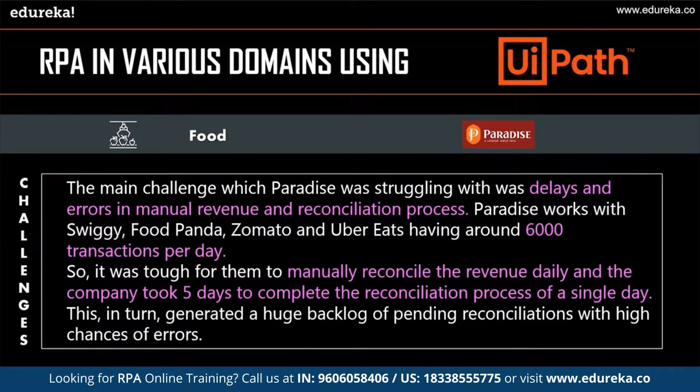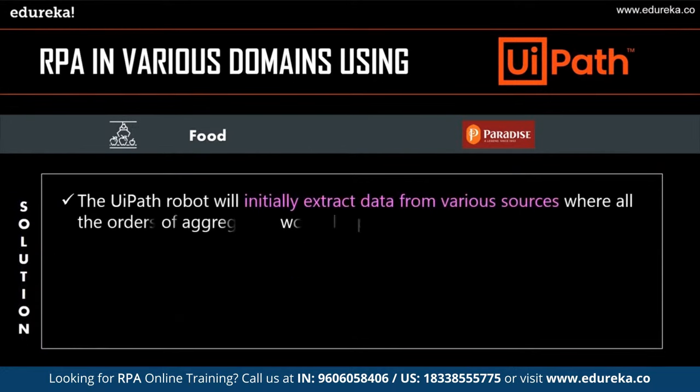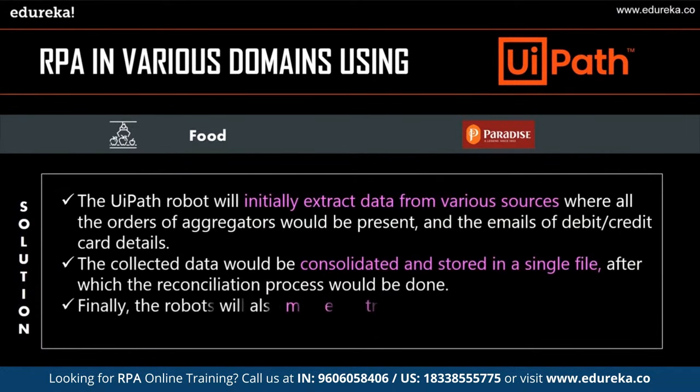So the team decided to deploy just 2 UiPath robots, and by deploying these 2 UiPath robots, the team was able to automate the reconciliation processes by bringing down the reconciliation time from 5 days to 4 hours, guys. So the automation was designed as you can see on my screen.